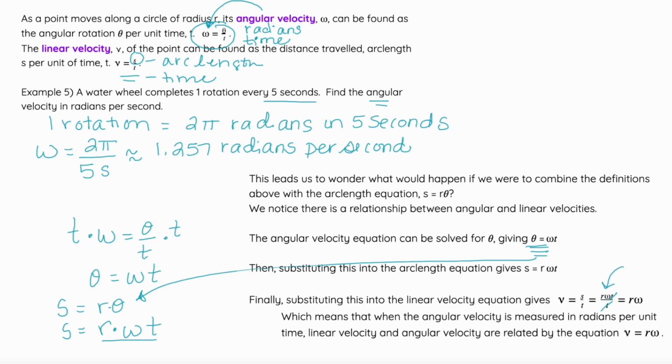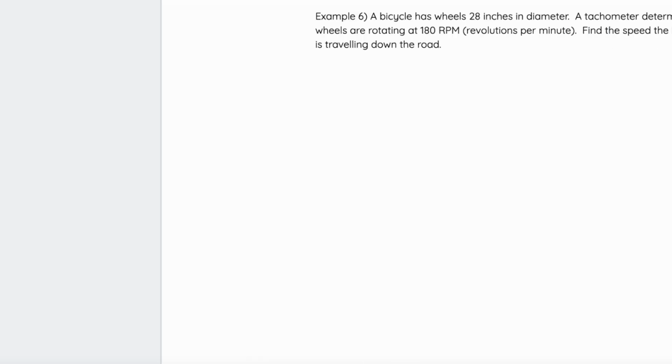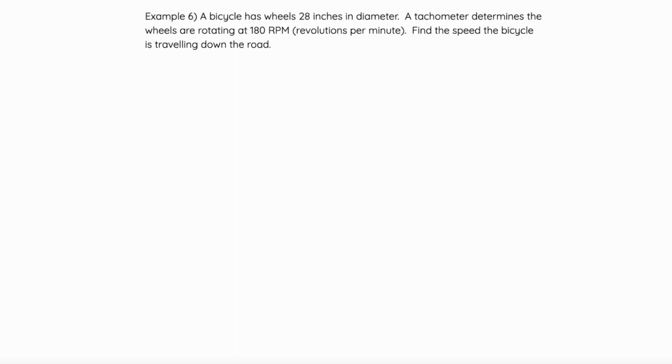Thus, linear velocity is also equal to the radius times the angular velocity, which means that when the angular velocity is measured in radians per unit, linear velocity and angular velocity are related by the equation: linear velocity equals the radius times the angular velocity. There are different ways in which we can combine these together by solving for one or the other. I encourage you to play around with it a little bit.